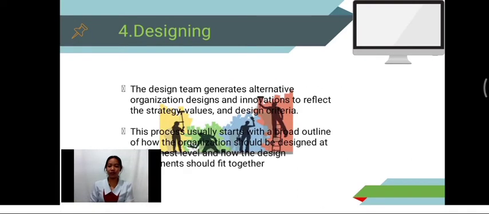The fourth stage is designing. The design team generates alternative organization designs and innovations to reflect the strategy, values, and design criteria. This stage results in an overall design for the organization, detailed designs for the components, and preliminary implementation plans for how everything will fit together.